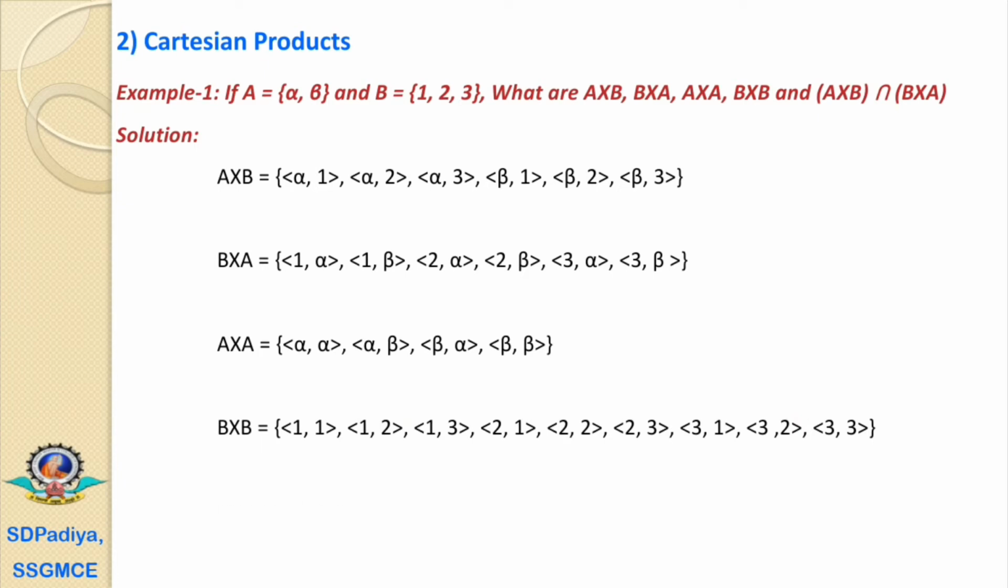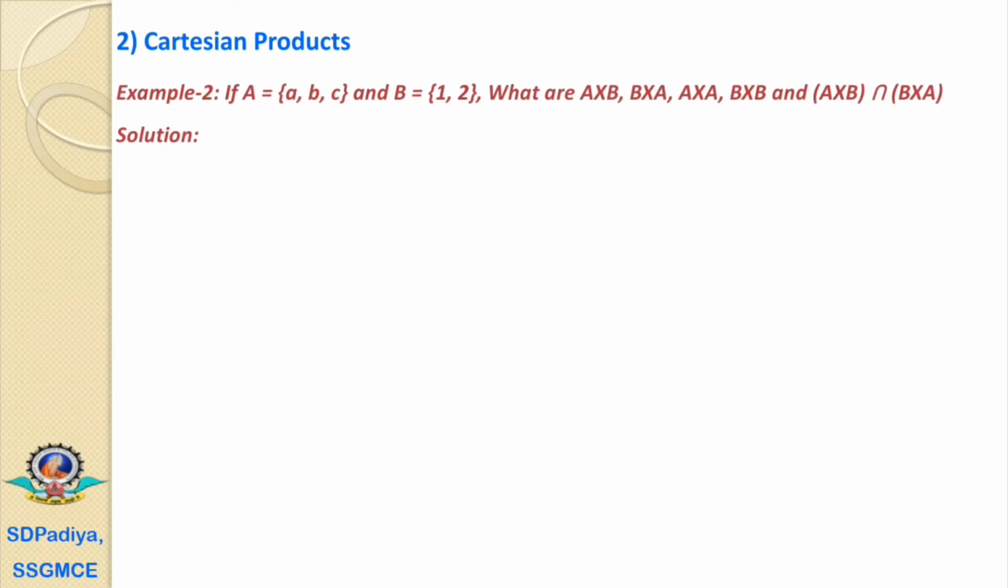The last is the intersection of the Cartesian product of A and B with the Cartesian product of B and A. In the first two we have already found the Cartesian products of A and B, and of B and A. Now, intersection means the similar terms. If we observe these two Cartesian products, we can conclude that there is no similar ordered pair. That's why this intersection is equal to phi. It is empty.